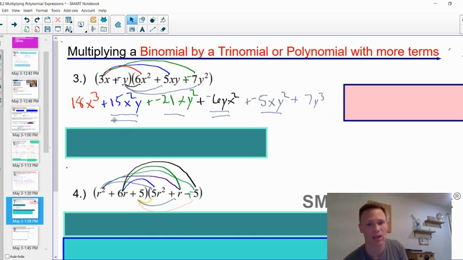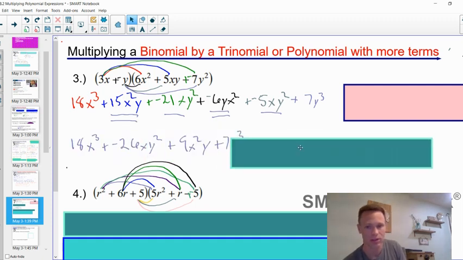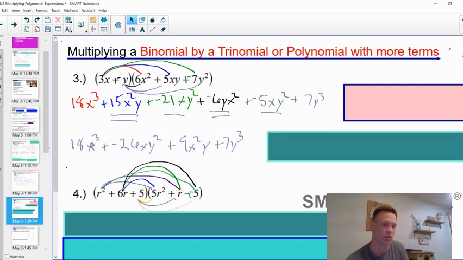I have some like terms that can combine. They're now revealed, so I got these ones here, the x squared y's, those can be combined, and I have the -21xy squared and negative 5xy squared, those can be combined to get the answer here. So it's 18x to the third, negative 26xy squared, plus 9x squared y, plus 7y to the third.